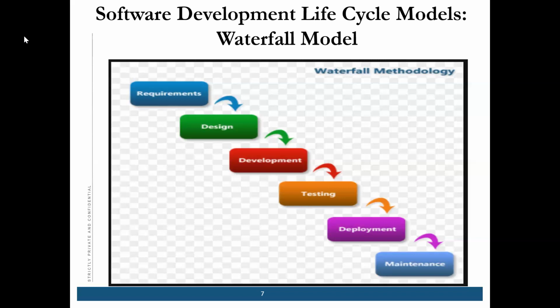Otherwise, if there is any change, you cannot go back to the previous phase. As I've said, you cannot go back to the previous phase. You have to go downstairs as water flows, correct? So that's why it is a waterfall model, because water flows from top to bottom and our phases also flow from top to bottom. Yes, Gary, now you can say.